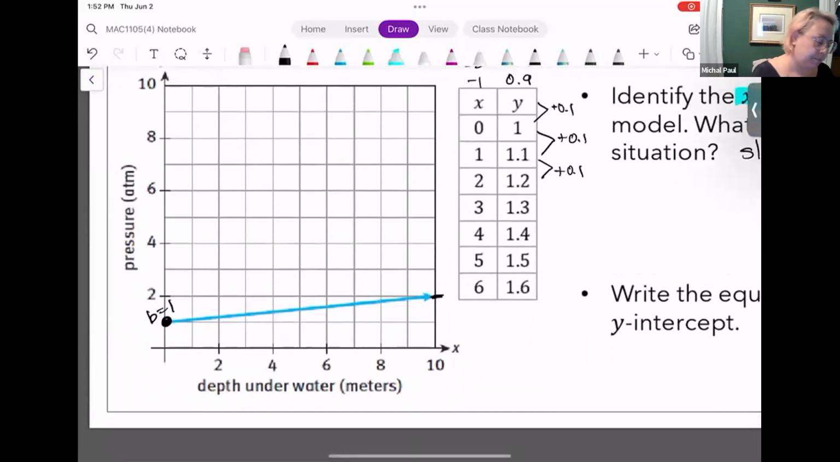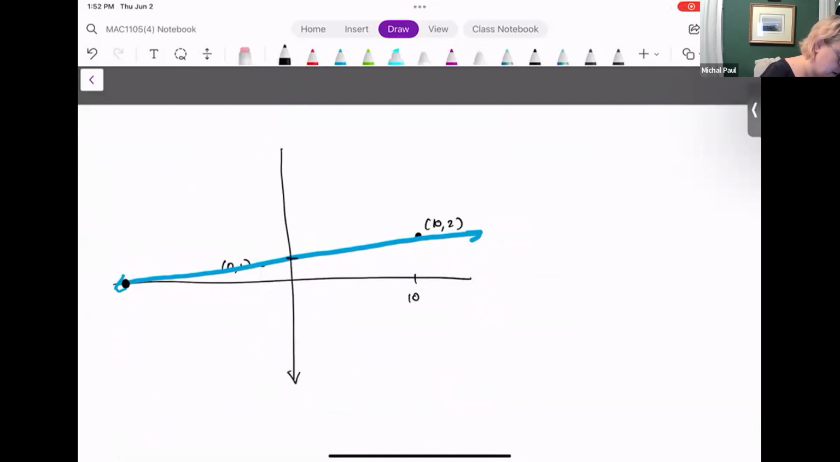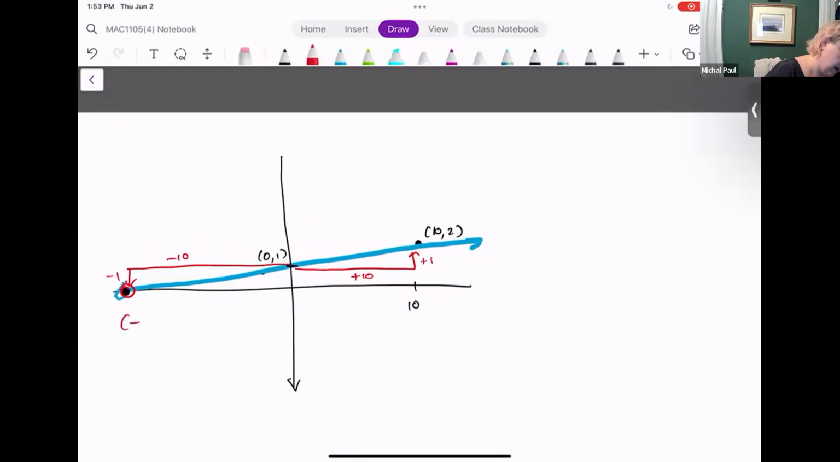Or I can back up using slope. Notice my slope means I go over to the right 10 to go up 1 unit. Since the slope between any 2 points is the same, sorry, you'll see why I had to do that in just a second, because it doesn't quite work. Going over plus 10 and up 1 is the same as going left 10 and down 1, which will take me back to that x-axis. So the x-intercept is at negative 10 comma 0.